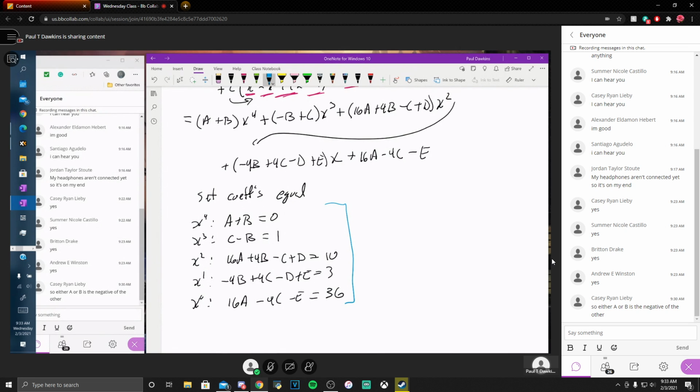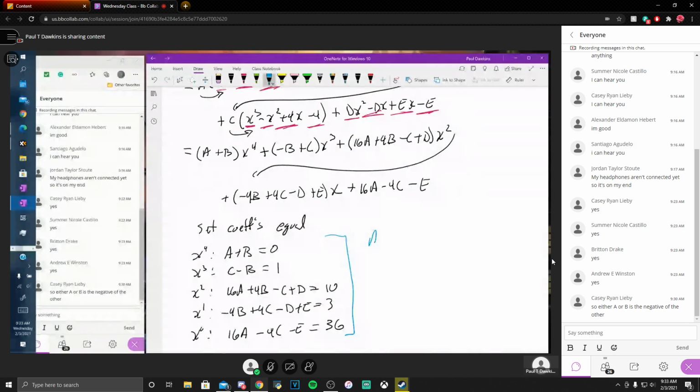I'm going to suggest that after class, you go through the work and make sure you get the answers I got. A is going to be 2, which means B is going to be minus 2, since A is equal to minus B. And then C is going to end up being minus 1. D is going to end up being plus 1. And E is going to end up being 0.